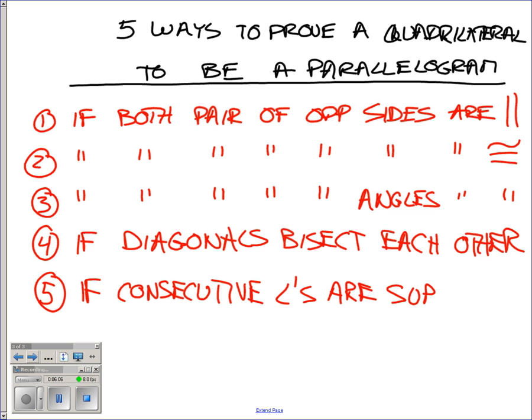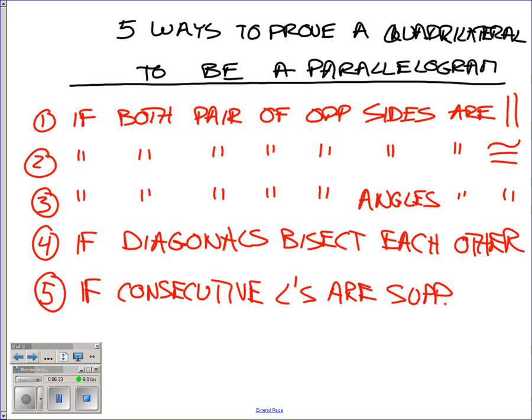So these are the 5 ways to show that a quadrilateral is not just a quadrilateral, but it's a special type. It's a parallelogram. Both pairs of opposite sides are parallel. That's the definition. Both pairs of opposite sides congruent. Both pairs of opposite angles congruent. If the diagonals of this quadrilateral bisect each other, and if consecutive angles are supplementary.